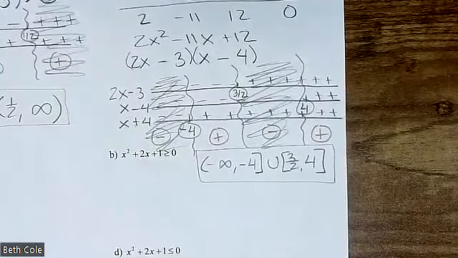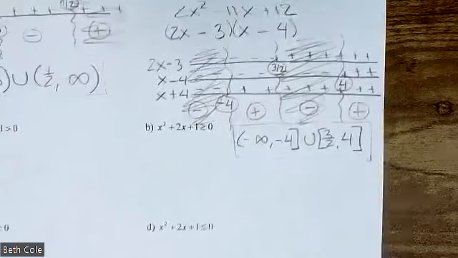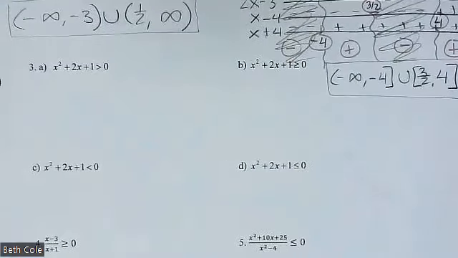Now, look at number 3. I made it A, B, C, D. Do you see what I did there? Because I tried to make it a compare and contrast.